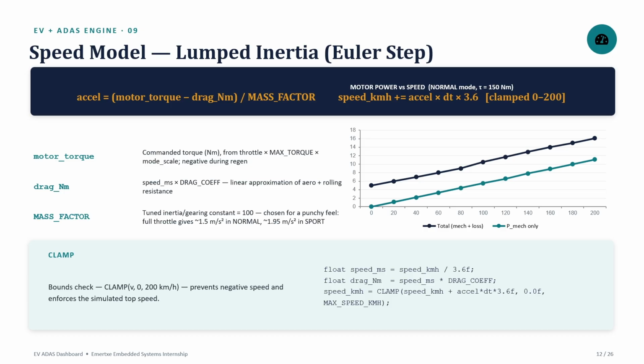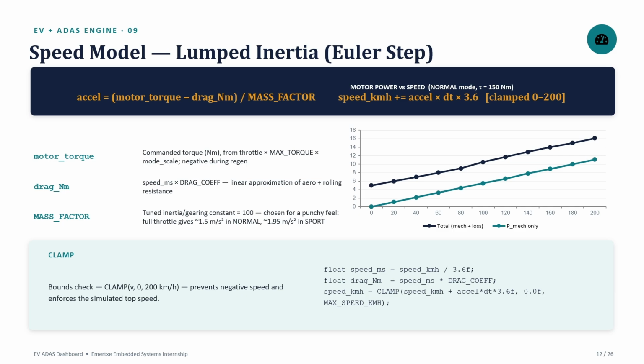Besides that, we also have a clamped value. What does clamped mean? A clamped value provides a limit on how far the car can reach its top speed and also prevents it from going to a negative speed. The highest value, as we discussed earlier, is 200 kilometers per hour, and the lowest is 0, not less than that and not greater than that. Here we can see the mathematical calculations used in the code, like float speed, float drag, and speed kilometers. The calculations are all done in this way.